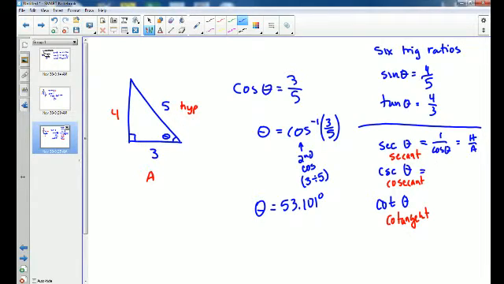Cosecant's paired with sine, which is opposite over hypotenuse. So see, cosecant's H over O now. You just flip them. Then the cotangent would be 1 over tan, adjacent over opposite. Okay, so they're directly related to sine, cosine, and tangent.